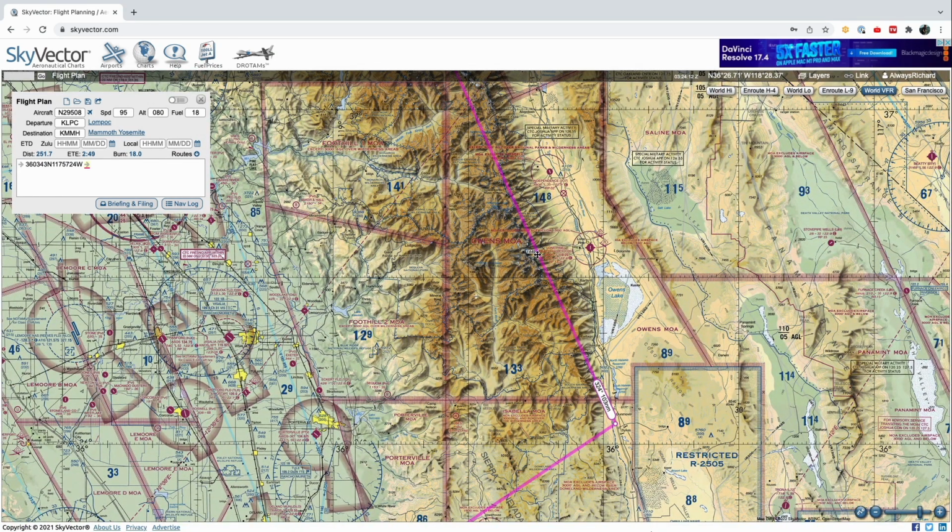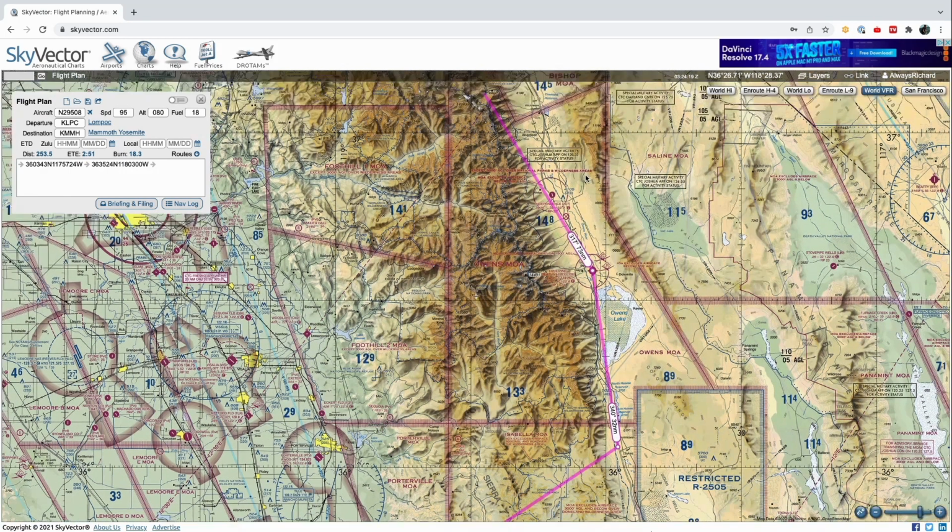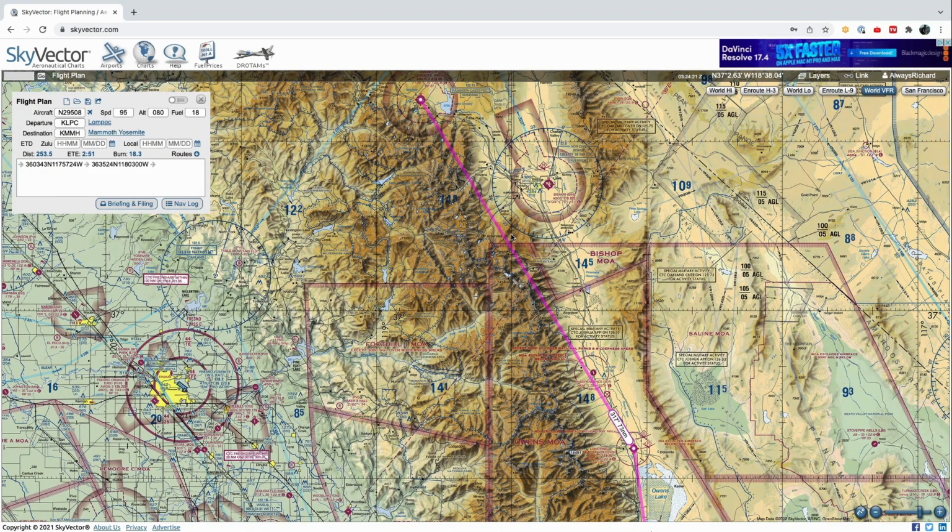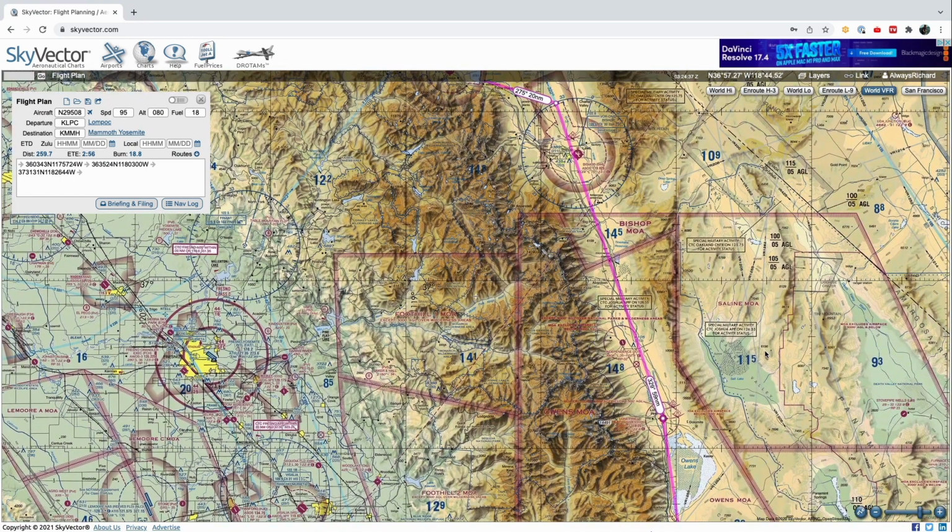Probably fly over this airport. Why not? And probably come in here and fly up here to avoid those and all like that. So that might be a better path. So let's see what we have for MOAs and the restrictions.